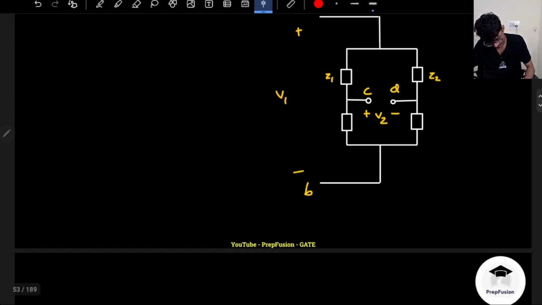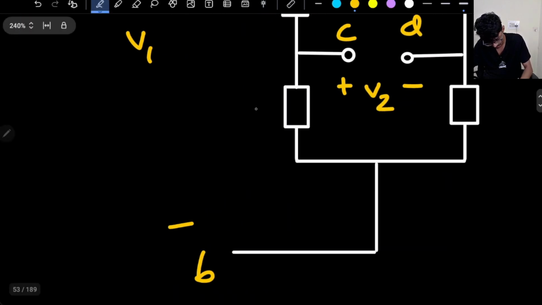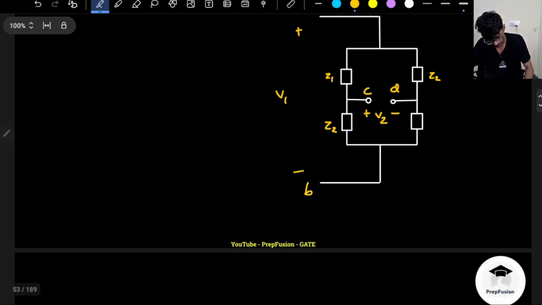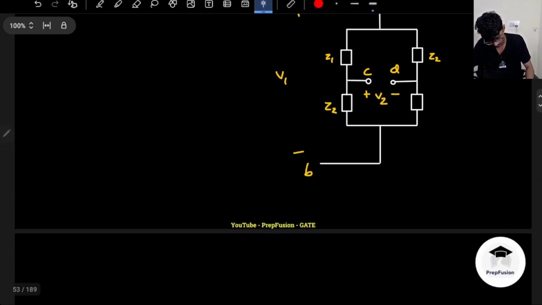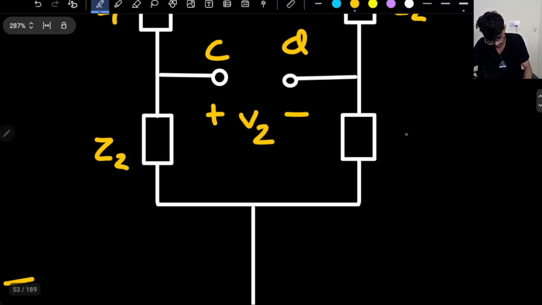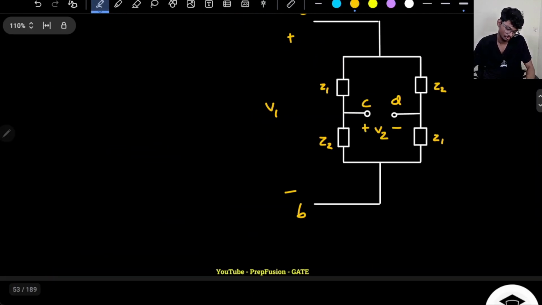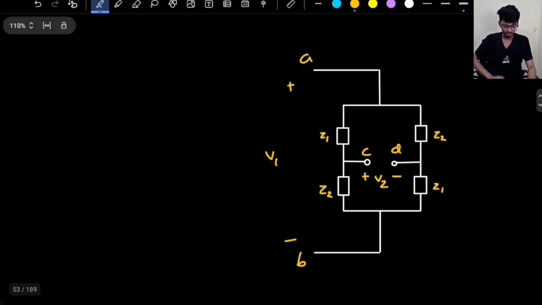So between B and C there is impedance Z2, and between B and D there is impedance called Z1. Okay, so now you can solve using this method.